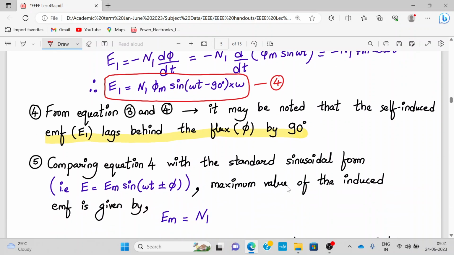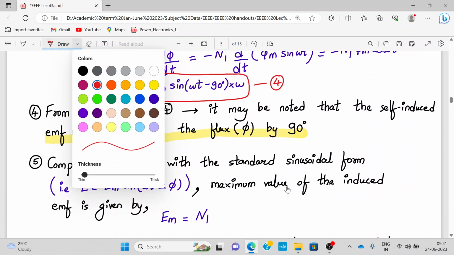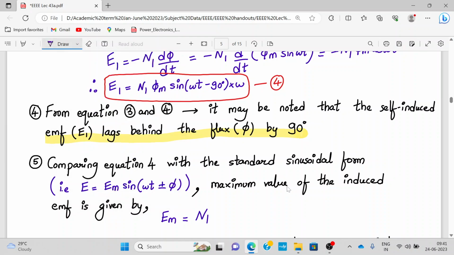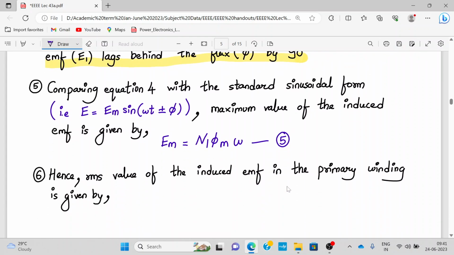Now if you compare equation number 4 with the standard form Em sin omega t plus or minus phi, what is Em? N1 phi m omega. The rest is sin omega t minus 90 degree. So the maximum value of the induced EMF is N1 phi m omega. Let us call this equation number 5, and put it inside the box.